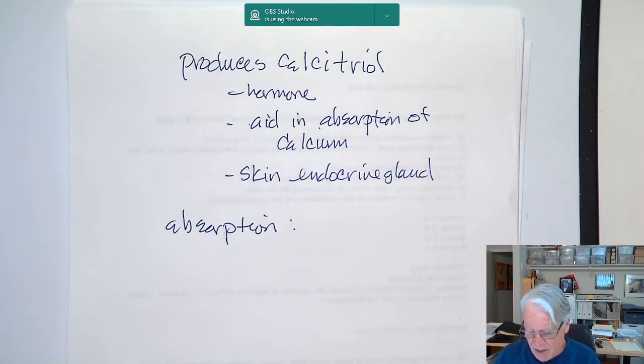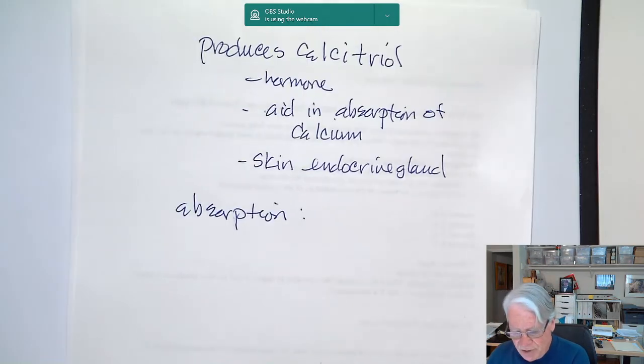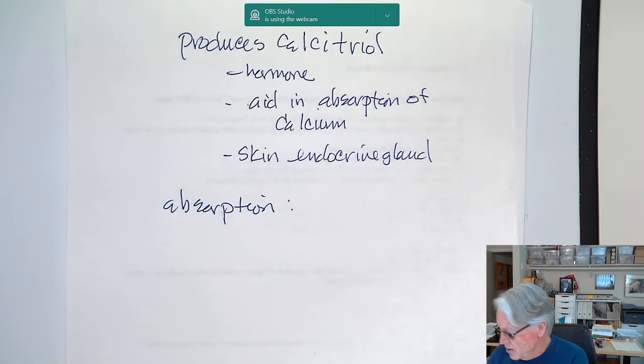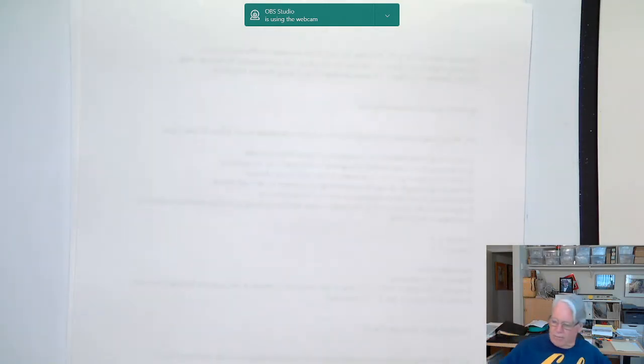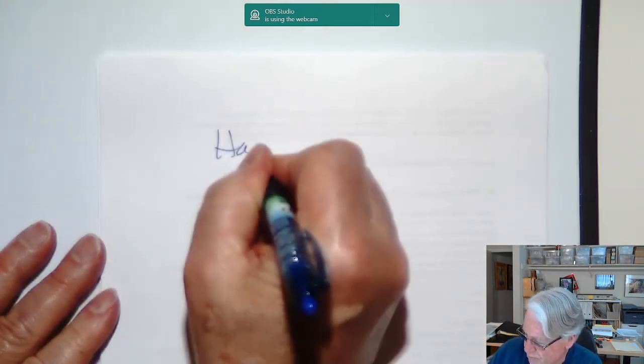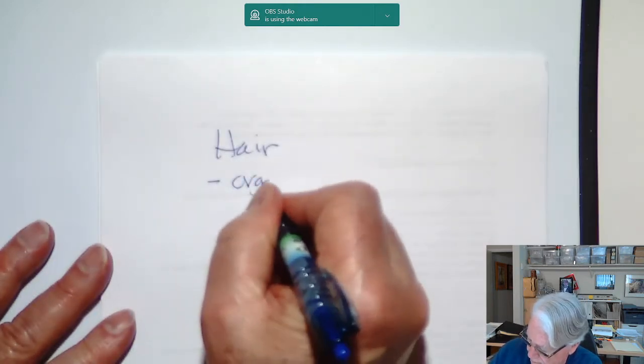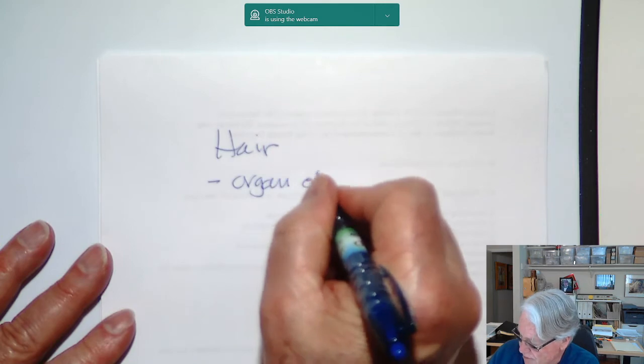Let's talk about hair, and then we'll finish off our discussion and look at some glands that are part of the skin. So the next discussion is going to be about hair. Let's just start fresh and talk about hair. And this is an organ of the skin.